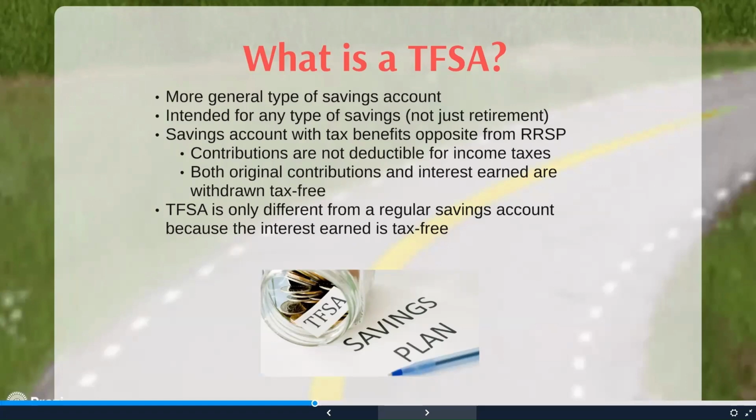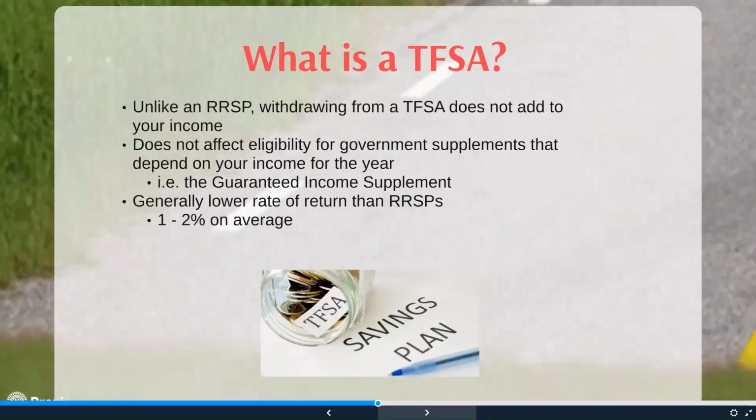That's why I agree with the person in the video on TFSAs, because if you withdraw from a TFSA, it won't be taxed at all. And he did the calculations on that, and it showed that the amount of money you would make with a TFSA is a lot more than with an RSP in retirement. So unlike an RSP, withdrawing from a TFSA does not add to your income, does not affect eligibility for government supplements that depend on your income for the year.